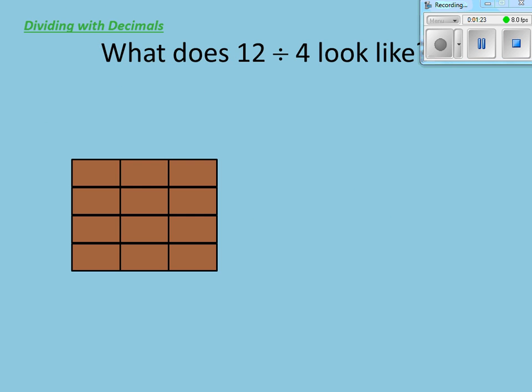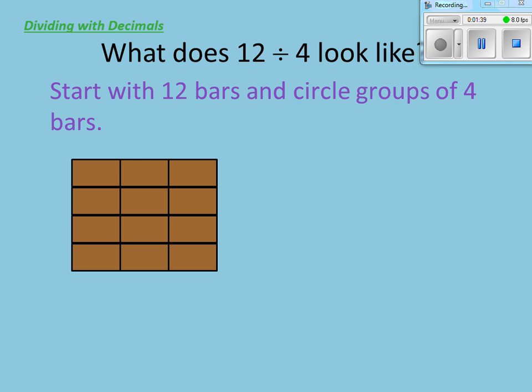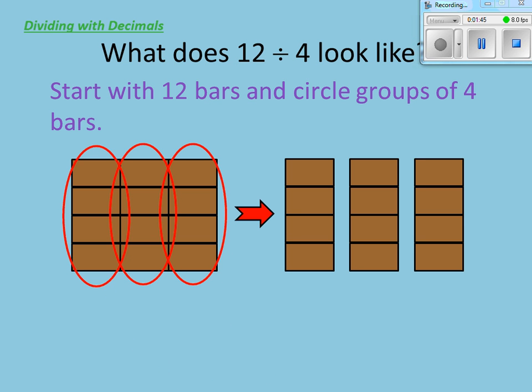Okay, so what does 12 divided by 4 look like? So imagine this were like a Kit Kat or something, broken up it looks like. We've got 12 pieces, whatever kind of candy bar it is. We want to divide it up by 4. So one way we could do that is to circle groups of 4 bars. And we could share that with 3 friends. Each of your 3 friends could get 4 of the candy bars.